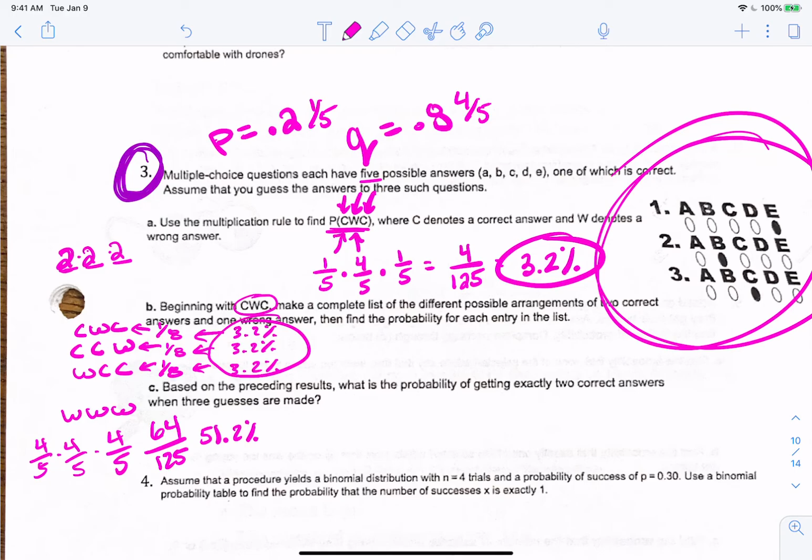They're just wanting us to do that for 2 correct and 1 wrong, right? Yeah. Based on the preceding results, what is the probability of getting exactly 2 correct answers when 3 guesses are made? 3.2%. Not quite. 9.6. You would add all 3 of those up. Does that make sense? Because they're saying 2 correct, 1 wrong in any order. So all 3 of these will actually work. So I would add them together, 9.6% chance of getting exactly 2 correct, 1 wrong in any order. Does that make sense?